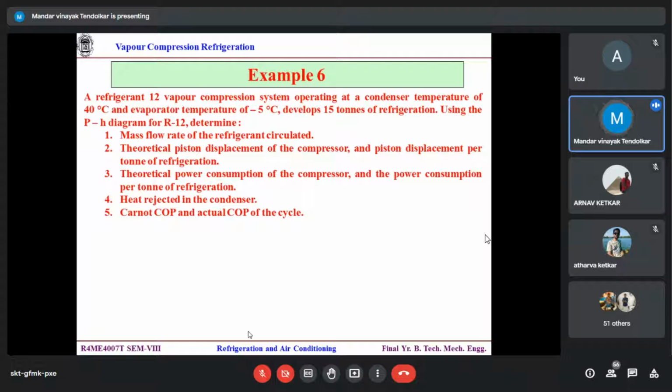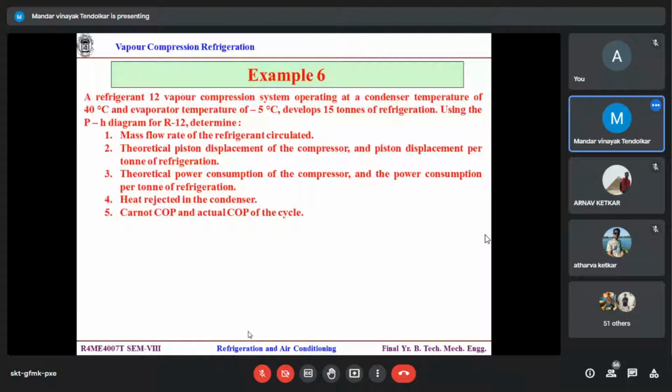Okay, develops 15 tons of refrigeration. So here the TR capacity is known. Using the pH chart of R12, determine the following. So determine the following later. First of all, we have to complete the cycle. After that only all calculation. So nothing mentioned over here for the superheated part or the subcooling or nothing like that. Correct? So we will assume for the standard cycle, that means state 1 at the saturated vapor and state 3 at the saturated liquid. Okay.